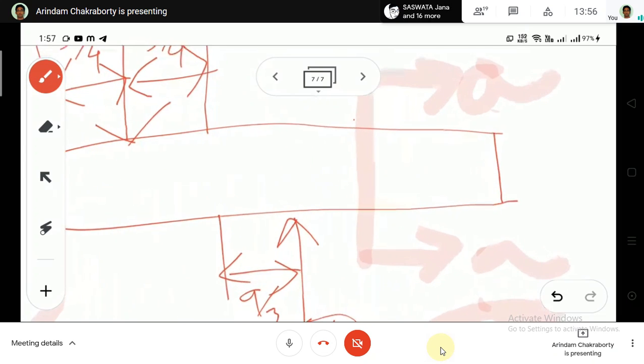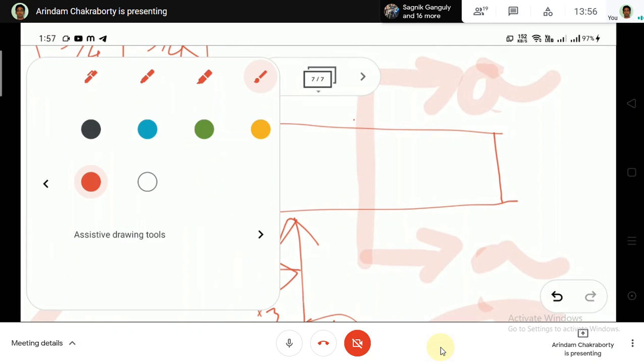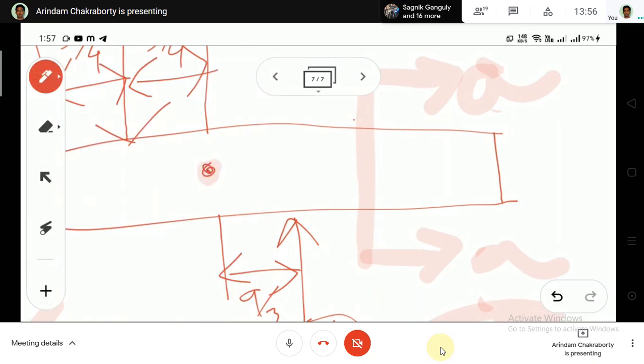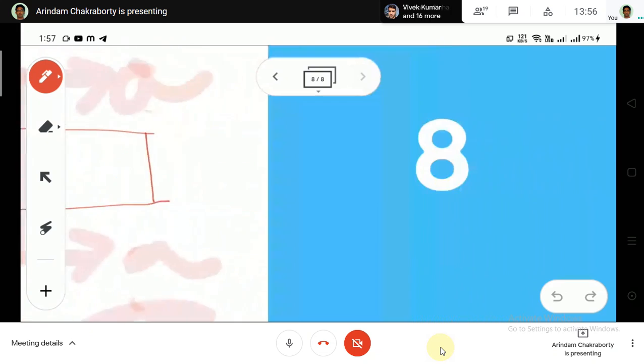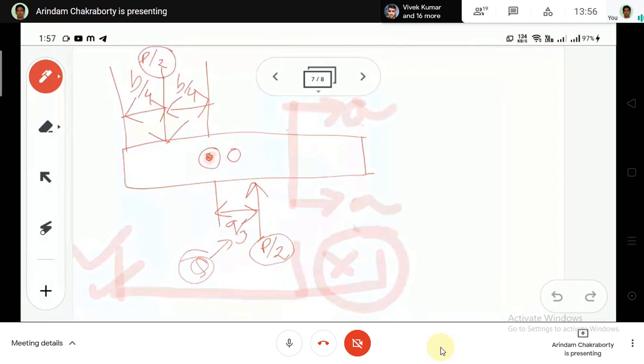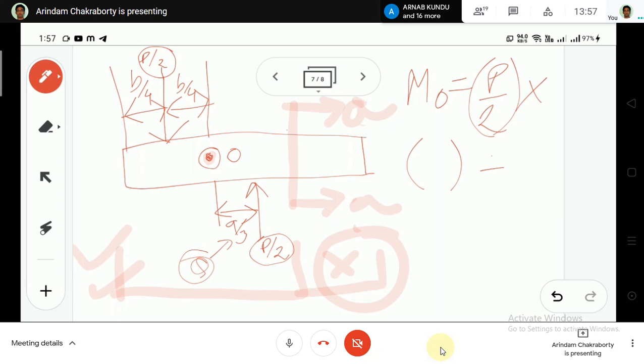Let us consider this point and let us find the moment. Let it be O. So I'll be finding the bending moment at point O. Now as you can see, MO is equal to P by 2 into what? Plus P by 2 into what?